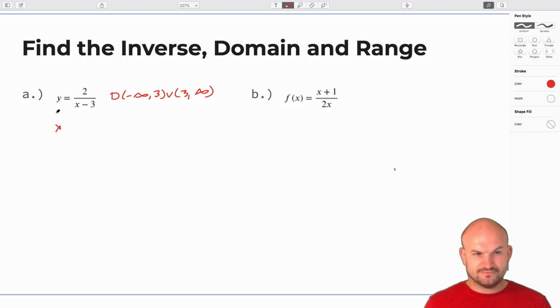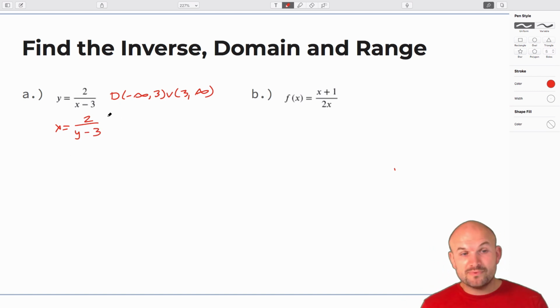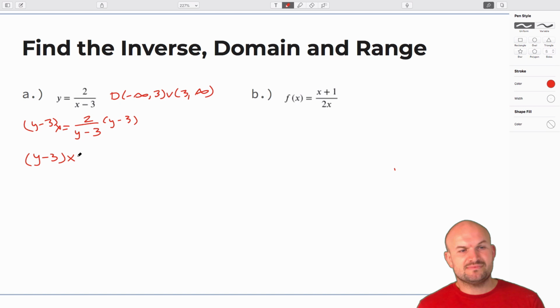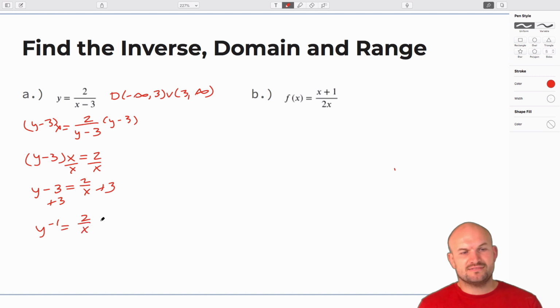So we have x is equal to 2 over y minus 3. All right. Then just like our warm-up, we're going to multiply by y minus 3 on both sides. And then we have y minus 3 times x equals 2. In this case, just to solve for y, I'm just going to divide by x. And therefore I have y minus 3 is equal to 2 over x, and then I'll add a 3. So I can say y inverse is equal to 2 over x plus 3.